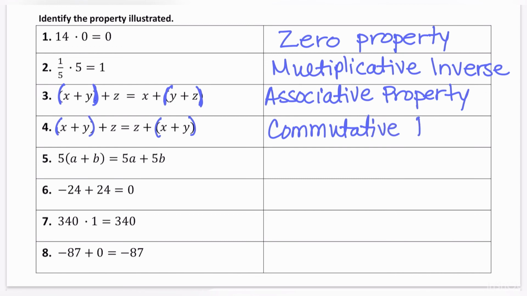So be very careful because some people automatically see parentheses and they assume it's always going to be associative. The associative property regroups whatever is in parentheses. This is not regrouping. This is literally changing the order. What is in parentheses has not changed at all. In question number 5, I also see a parentheses, but only on the left-hand side, and I am basically distributing. So this one's pretty easy. It is the distributive property.